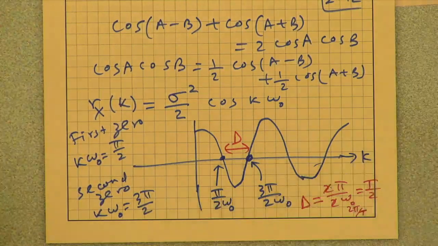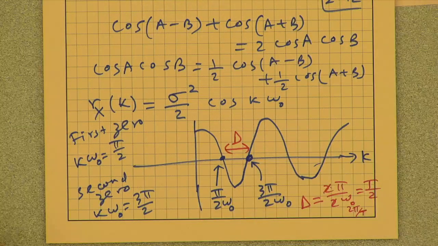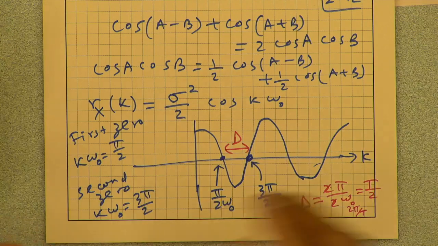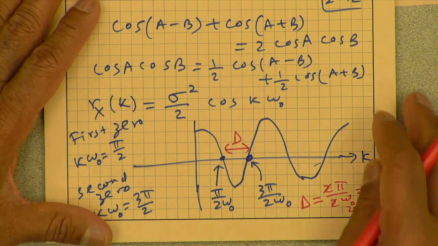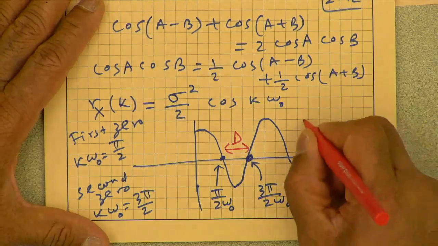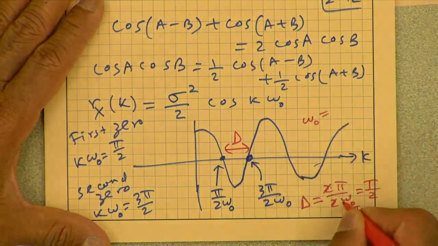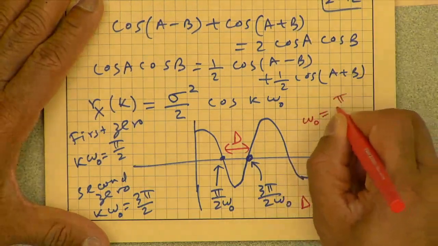So this says that if I compute the autocorrelation and then take the distance between zero crossings, I can compute the time period T, and then I can compute the frequency. So how can you compute the frequency of the signal? The frequency of the signal omega naught is going to be pi by delta.